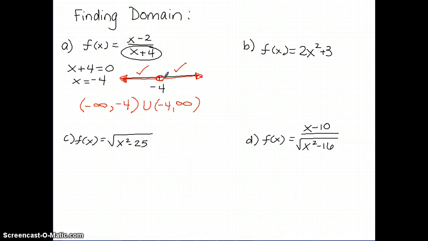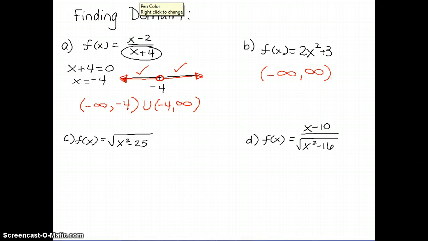In the next problem, part B, we look at this and we say, are there any restrictions on what we can plug in for x? And I see no fractions, I see no square roots, so I have no restrictions. And the domain is simply, I can plug in anything I want for x, from -infinity to +infinity.